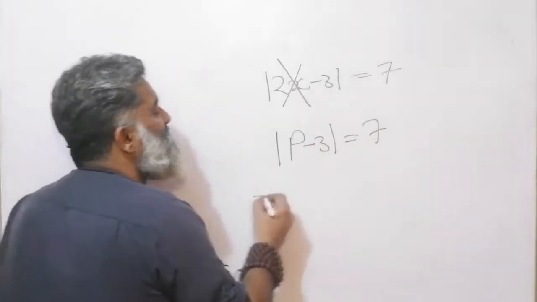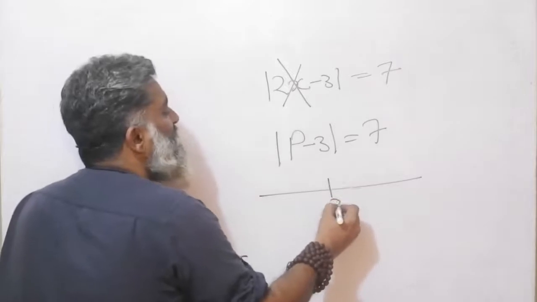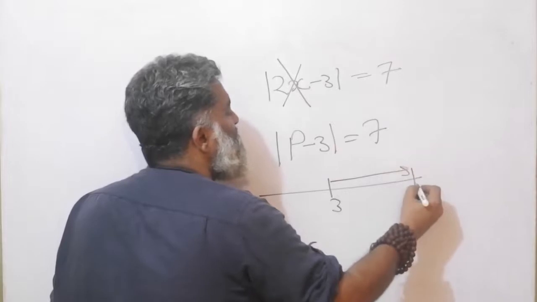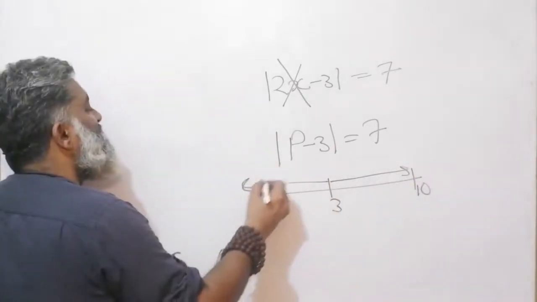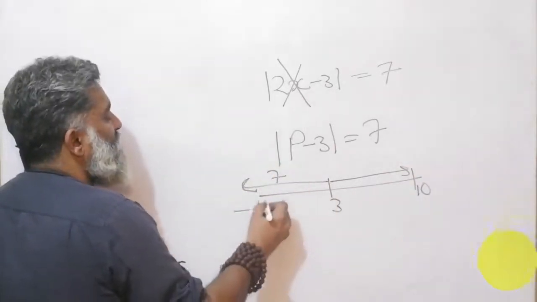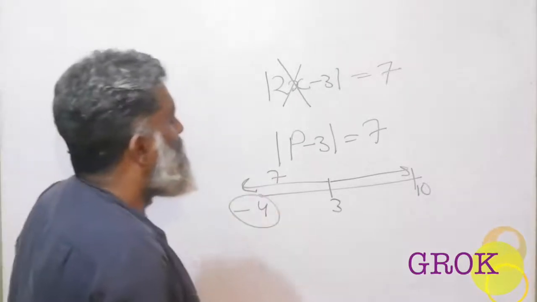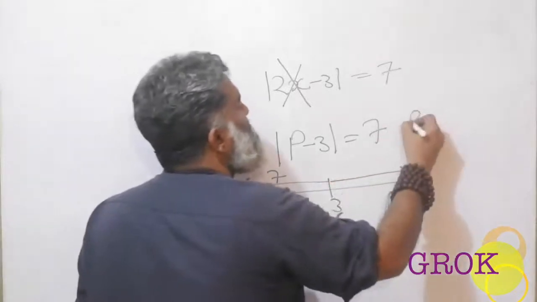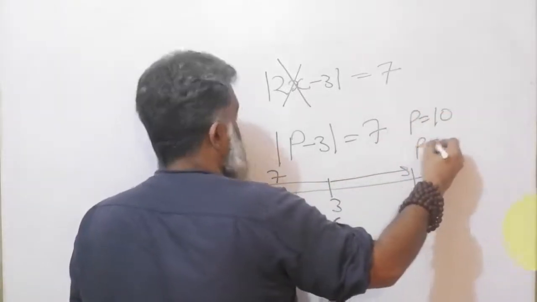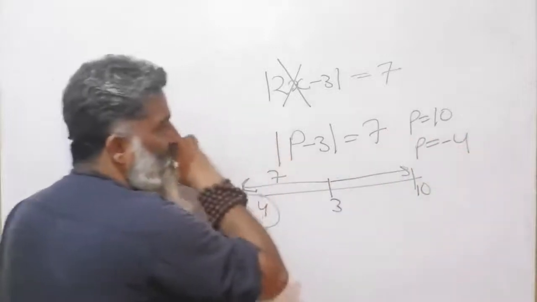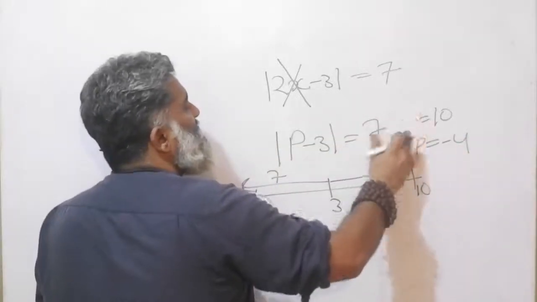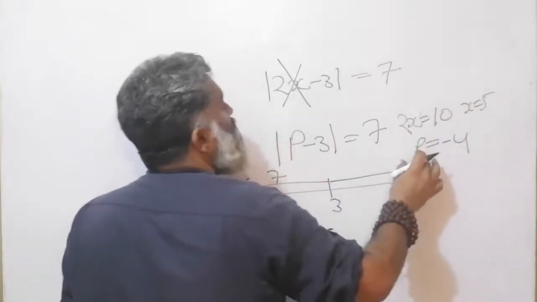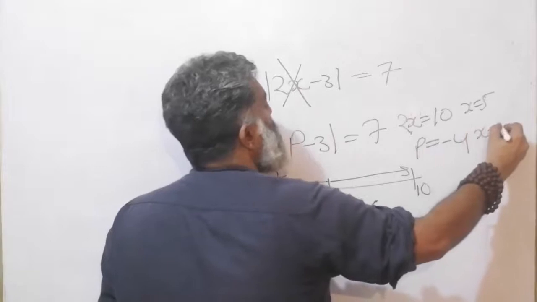This is very much the same story. I will still use the distance point. 3 is my origin. I want to go 7 in one direction, which will give me 10. And I want to go 7 in the other direction also, which will give me minus 4. So the two possible solutions for this is P is equal to 10 or P is equal to minus 4. Both will work for me. And now instead of P, just replace it with your 2x. 2x is equal to 10, so x is equal to 5. 2x is equal to minus 4, so x is equal to minus 2.